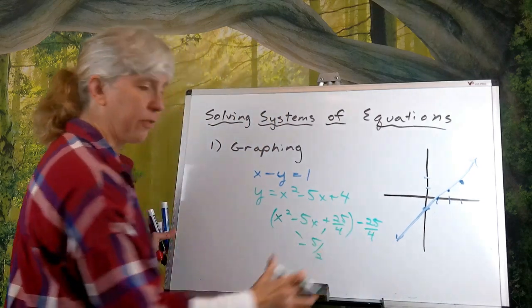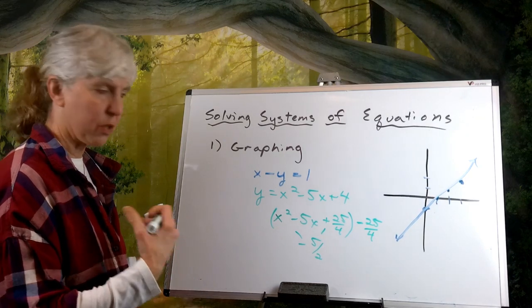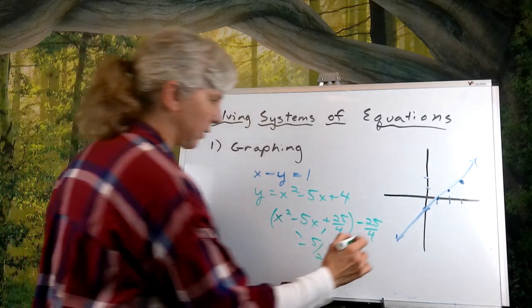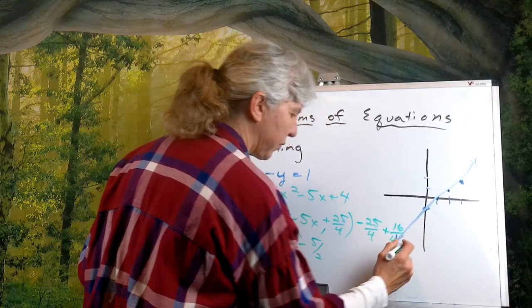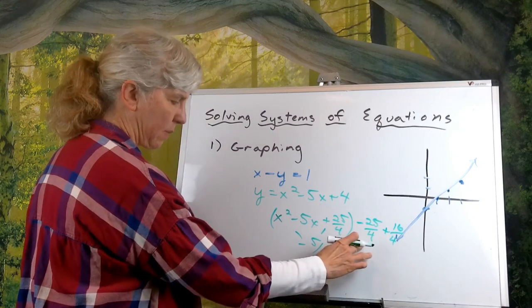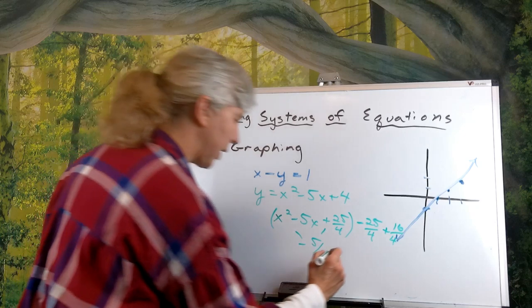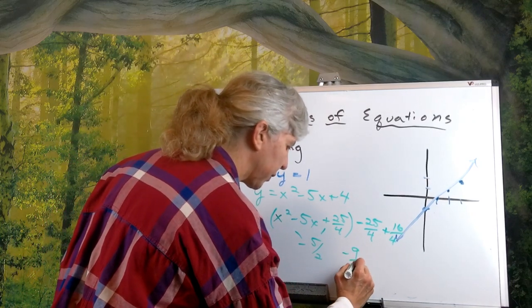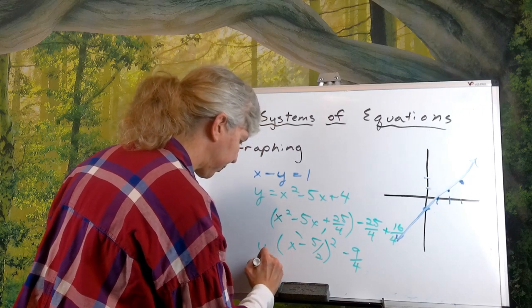I'm going to add the 4, and what I'm going to do is change that to common denominators just so it's easier for me to add it. You can do it with a calculator too, but 4 is the same as 16 over 4. And then when I add my -25 over 4 and 16 over 4, I get negative 9 over 4. All right, so there's my completed square.